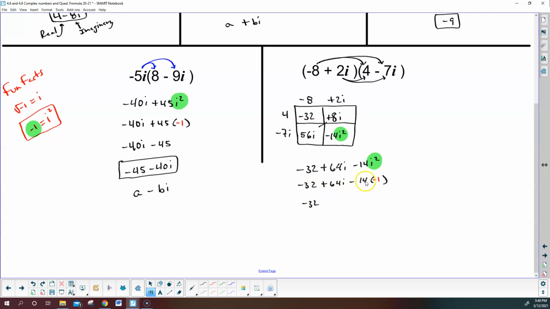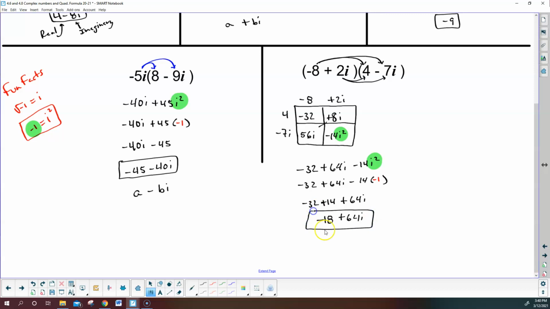Now here I'll get negative 14 times negative 1, which is a positive 14. Notice how I combine those together because this doesn't have an i anymore. This is a real number. And then I'm going to put the imaginary portion at the end. So then we can actually go ahead and add these together. And we get negative 32 plus 14, which is negative 18, plus 64i.